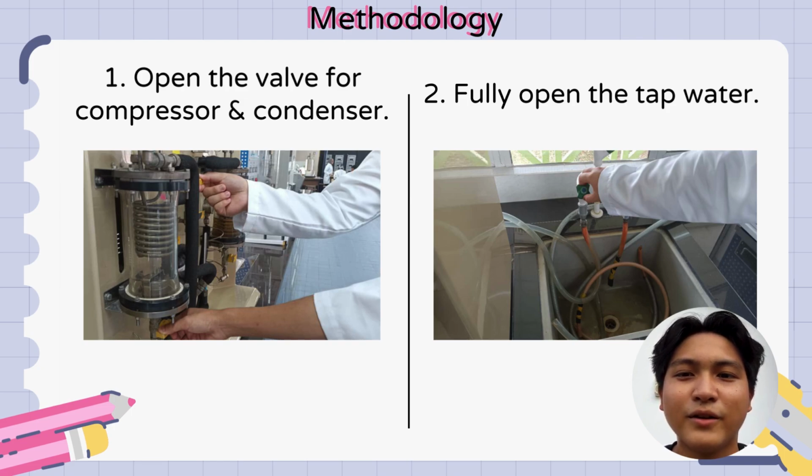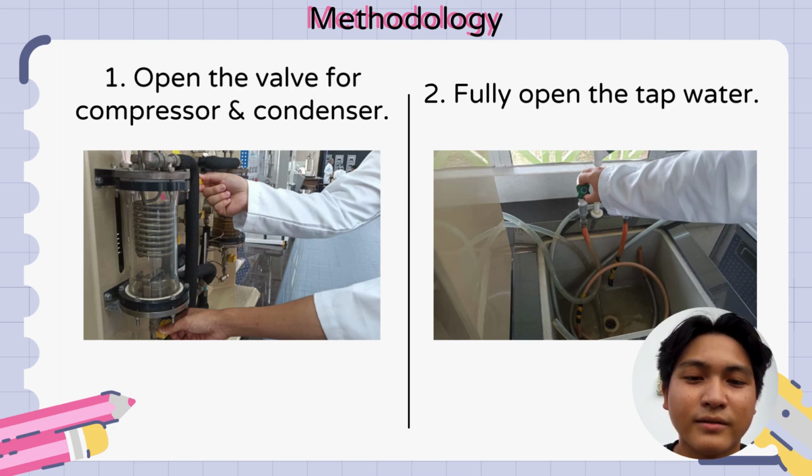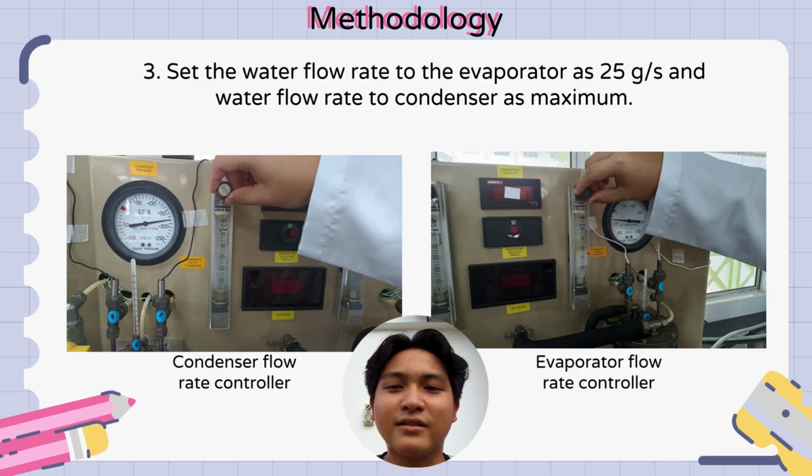All right, for the methodology, the first step is to open the valve for the compressor and condenser. And the second one is to fully open the tap water. For the third step, we set the water flow rate to the evaporator as 25 g per second and the water flow rate to the condenser as maximum. As you can see from my left, or your left, you can see the condenser flow rate controller, and on the right is the evaporator flow rate controller.